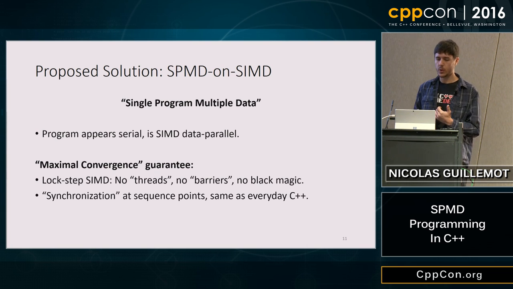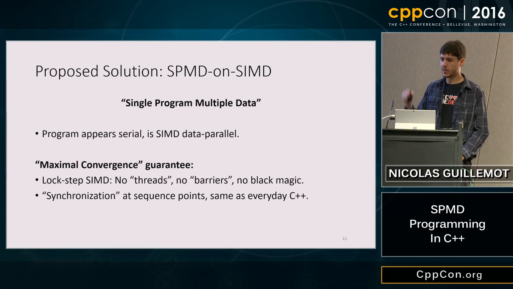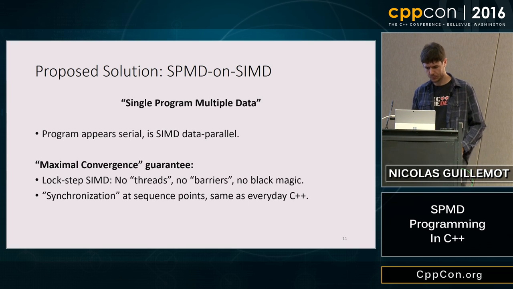And the way that you can see it is kind of like synchronization at sequence points. So one way you could see it is, if it was multiple threads running, it'd be like a mutex to synchronize them in between every statement. And actually this corresponds pretty closely to what actual C++ works like today because of sequence points.